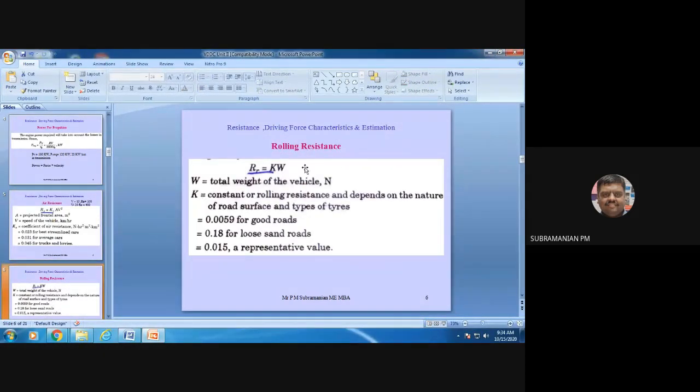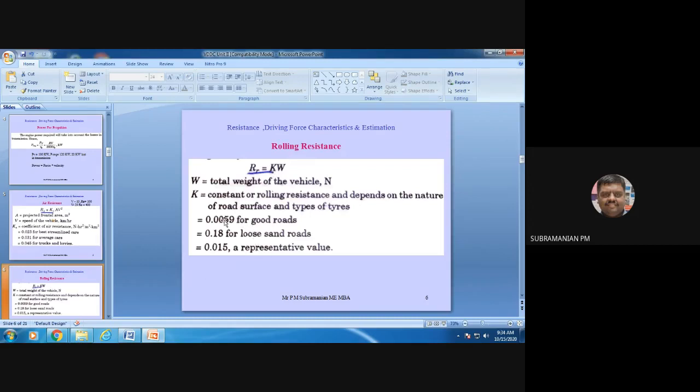Rolling resistance is due to the contact between the tire and ground and the types of tire. So different parameters or factors will be influencing rolling resistance. For finding out rolling resistance, there is a simple formula. There is no square term. It is a linear term only. That is, you will be having K into W, where K is a constant for rolling resistance.